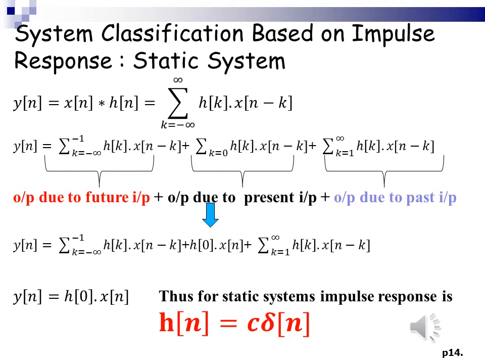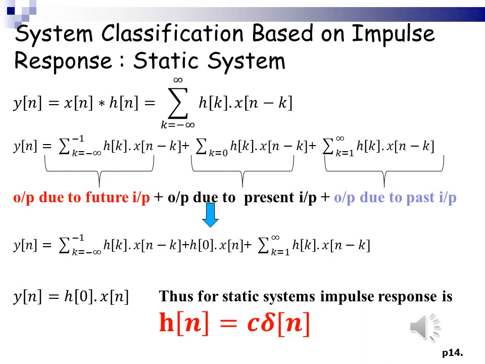The second split represents k equal to 0. So it is h of 0 into x of n, and x of n represents your present signal or present input. Similarly, summation for k positive values, h of k into x of n minus k. For positive values of k, x of n minus k represents delayed terms, which are your past terms. So the first summation and the last summation represent outputs due to future input or past inputs.